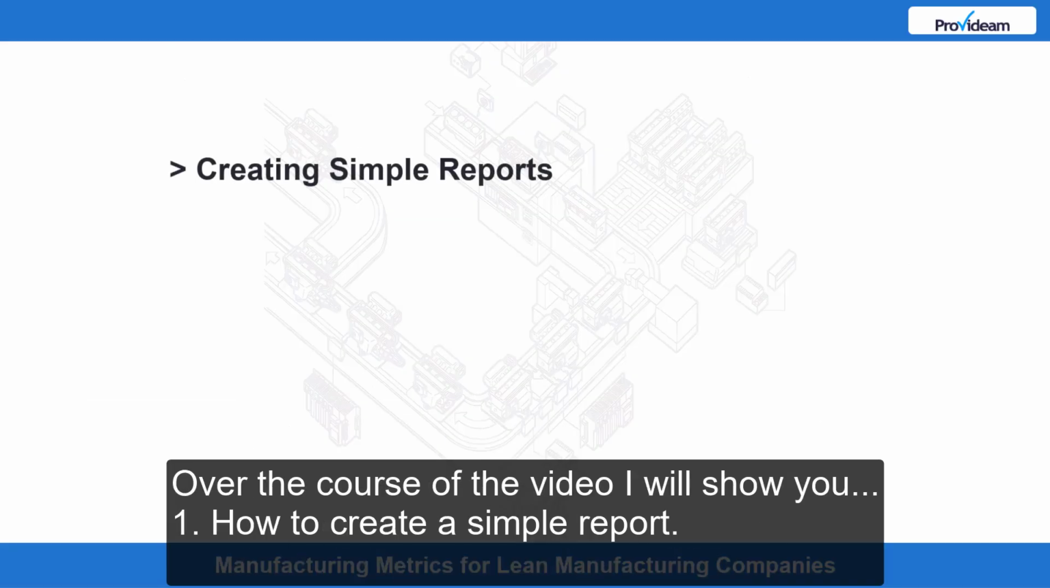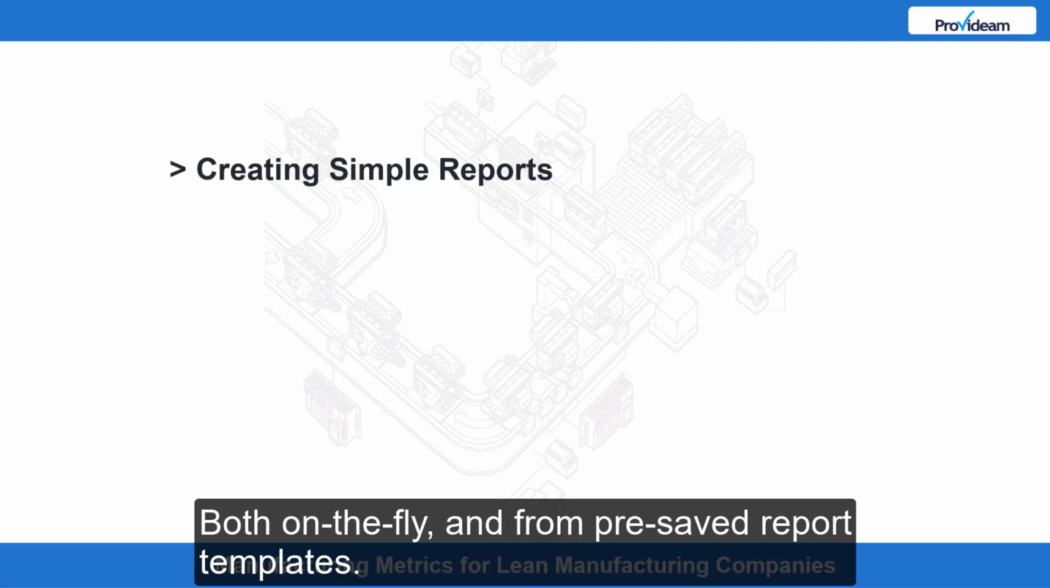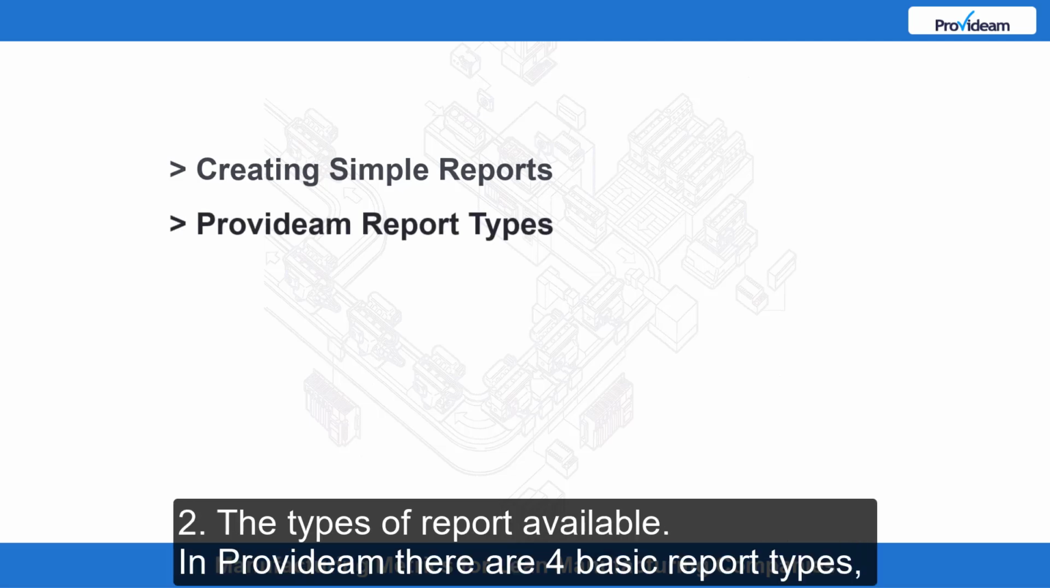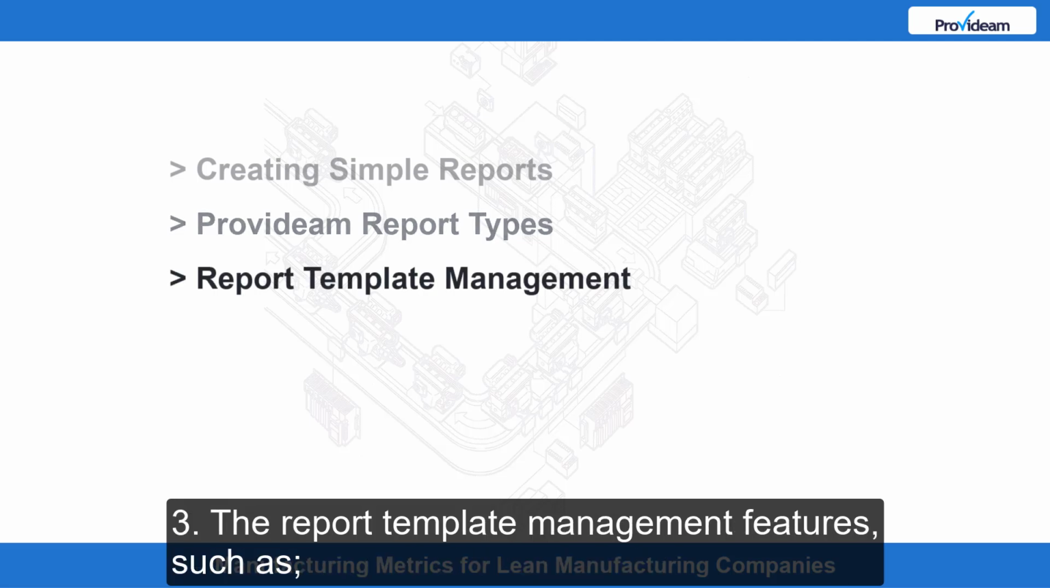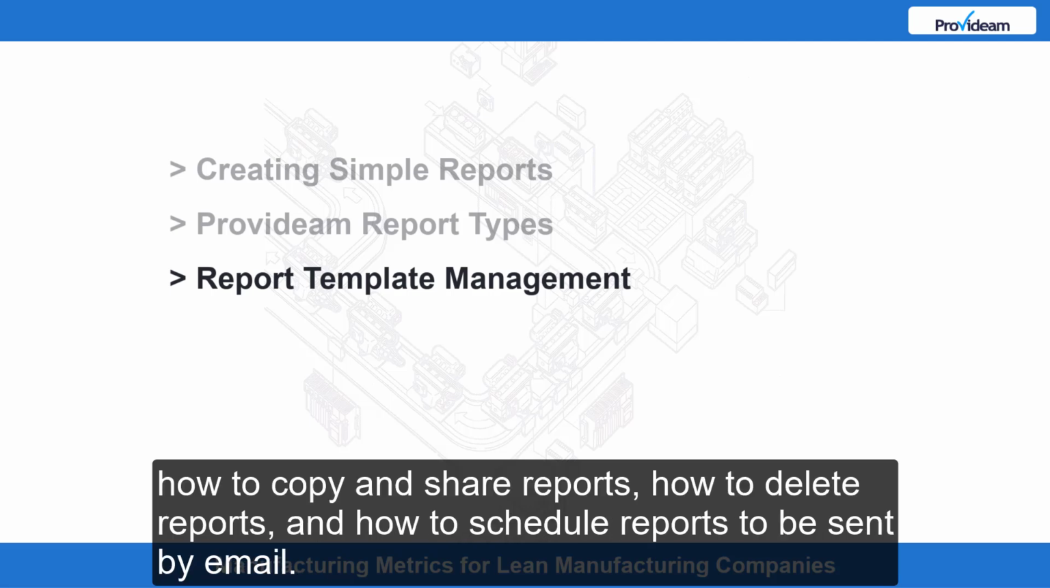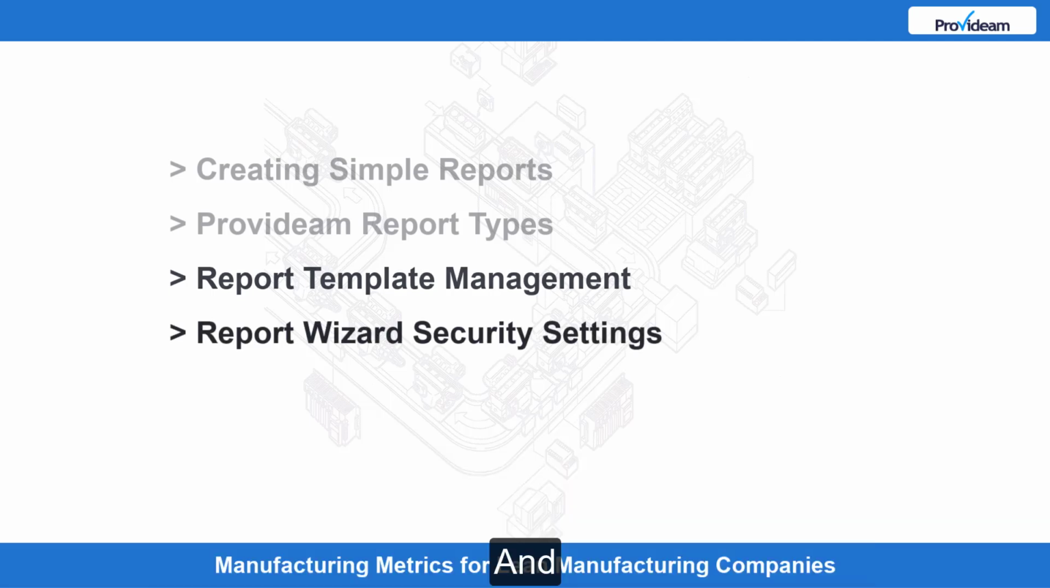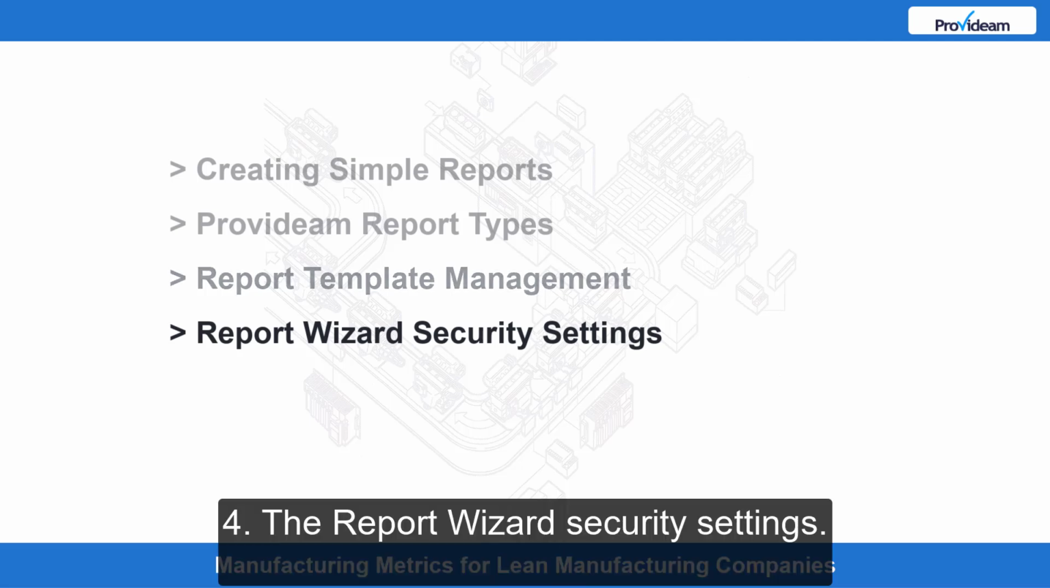Over the course of the video, I will show you: 1. How to create a simple report, both on the fly and from pre-saved report templates. 2. The types of report available. In Providium there are 4 basic report types: production reports, loss reports, log reports, and roll-up reports. 3. The report template management features, such as how to copy and share reports, how to delete reports, and how to schedule reports to be sent by email. And 4. The Report Wizard security settings, how to set user permissions relating to reports.